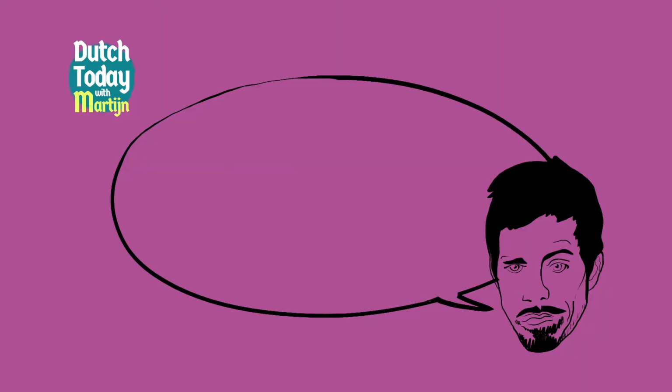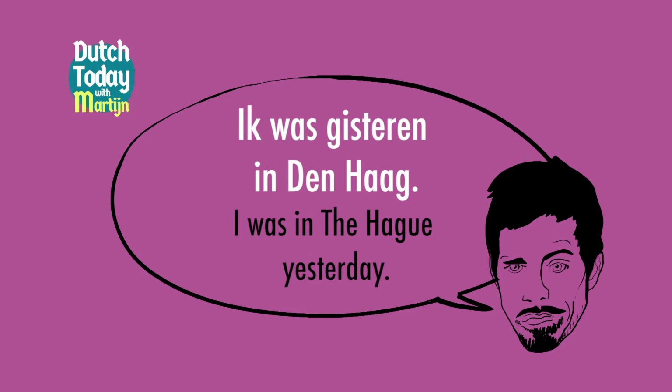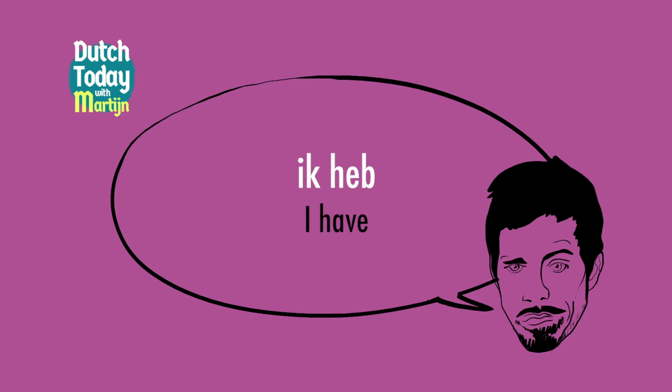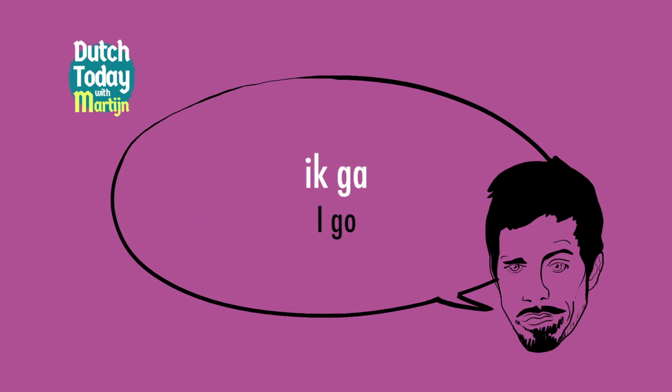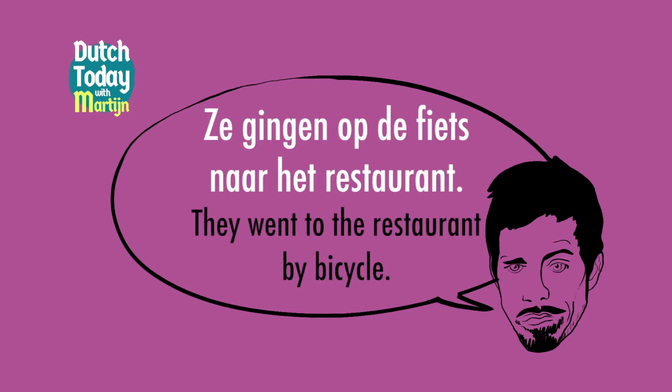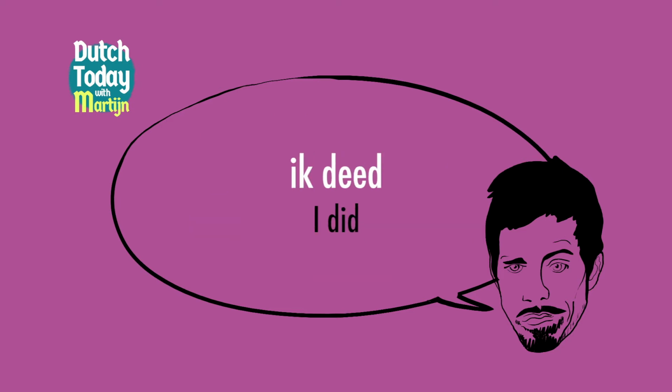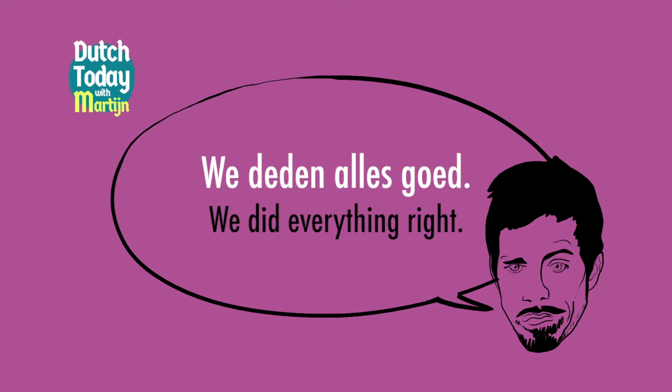So since the rule is very similar to the perfectum, let's venture out and have a look at some irregular verbs that we often use. Ik ben, ik was. Ik was gisteren in Den Haag. Ik heb, ik had. De student had vanmorgen hoofdpijn. Ik ga, ik ging. Ze gingen op de fiets naar het restaurant. Ik doe, ik deed. We deden alles goed.